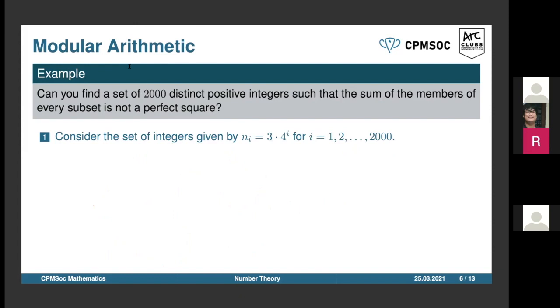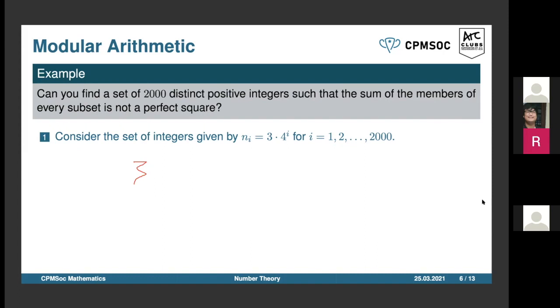Yep. So we have a set of integers, and we have 3 times 4 to the i. Coming up with this is kind of the difficult part. Once you come up with it, it's just modular arithmetic from this point. But if we think about how we could come up with these numbers, first of all, I know 3 is not a perfect square, right? It is 3 mod 4, so it can't be a perfect square, even if it was not obvious that it's not a square of a number.